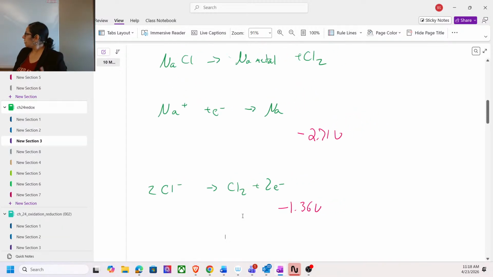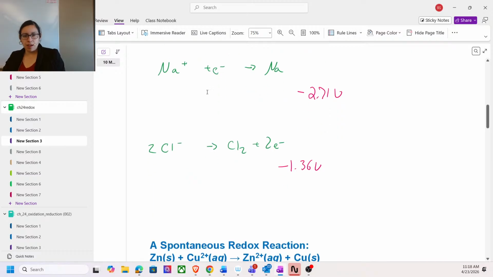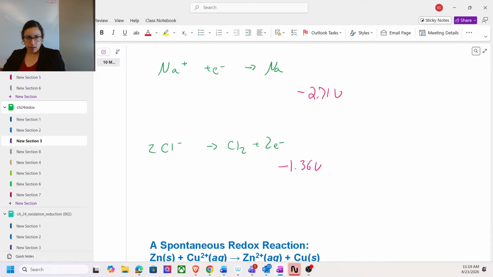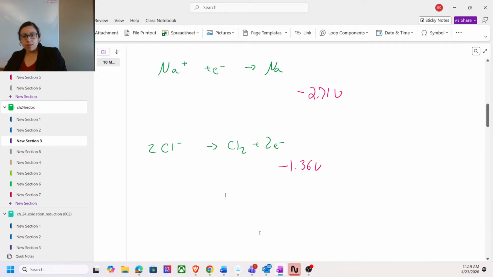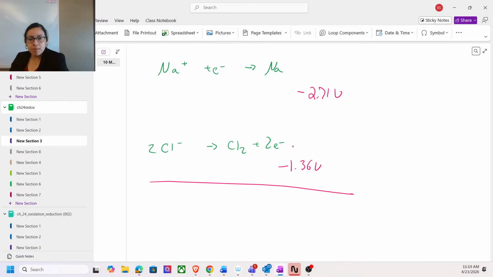your book or other resources sometimes have other rules for how you figure out the reduction potential. I find the easiest thing to do is just order your reactions the way they need to go, flip them appropriately, and flip your signs appropriately. Now we can add these two numbers together. Sorry, let me fire up my calculator.